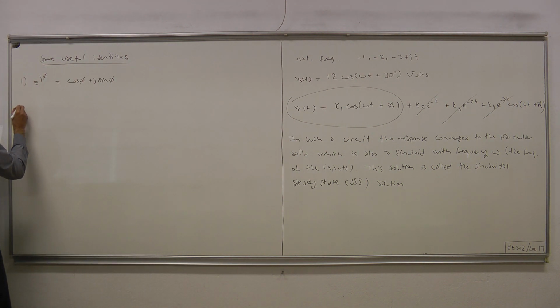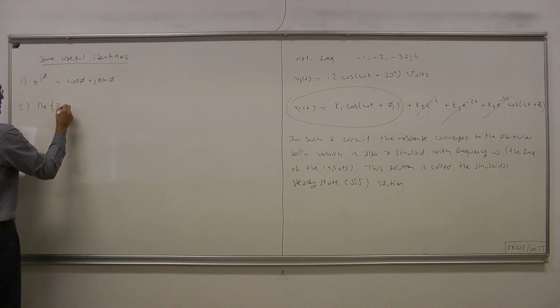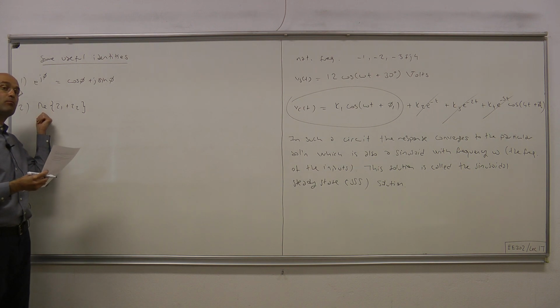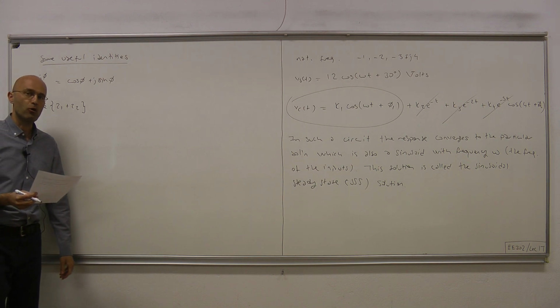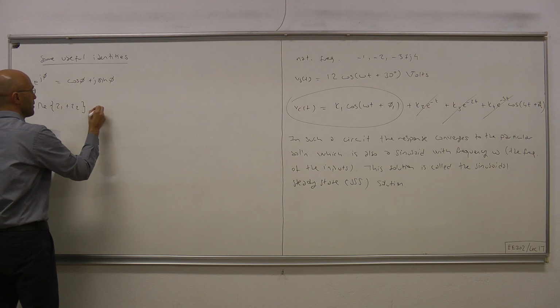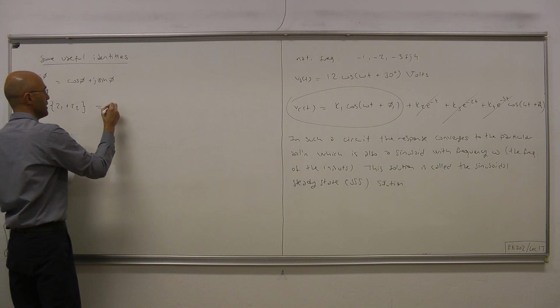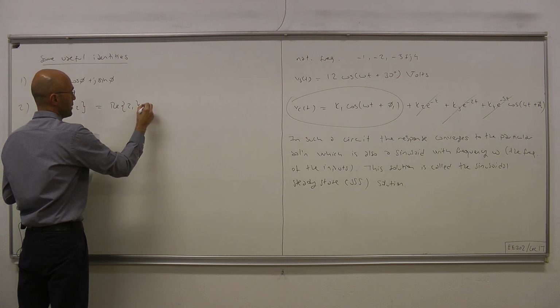The second property is that this operator, the real part operator, is a linear operator. In other words, for two complex numbers, z1 and z2, the real part of their sum can always be written as the sum of their real parts.